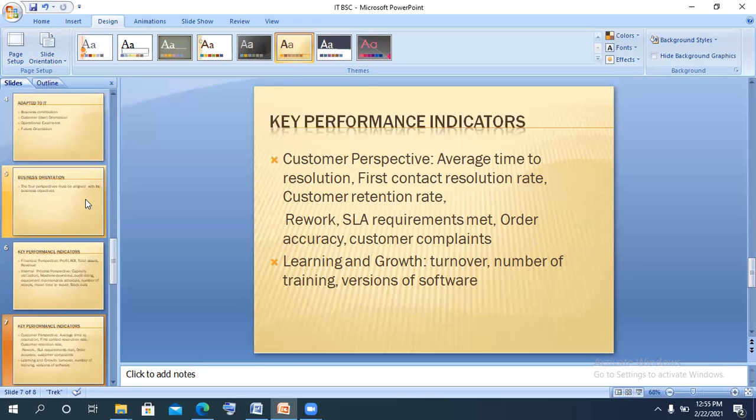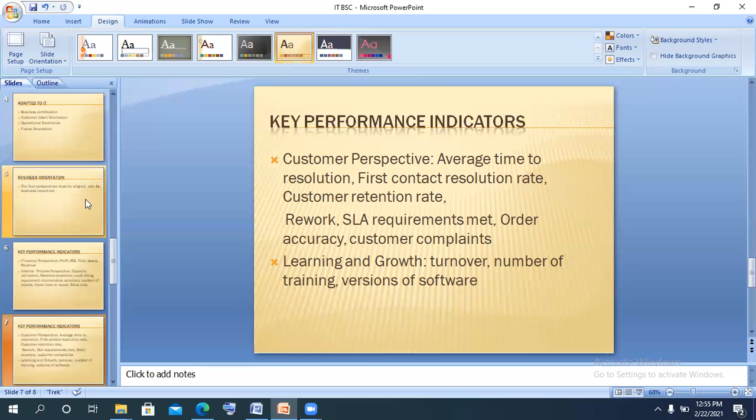Then learning and growth: we want to see turnover in the organization. If turnover is high, then there's a problem. Number of training sessions done: you want to see people being trained, departments going for training, and you want to see the training plan being adhered to. This will be an indicator of learning and growth.